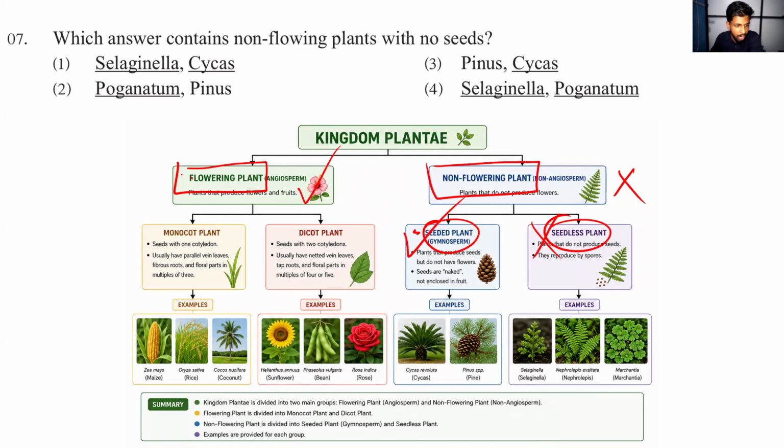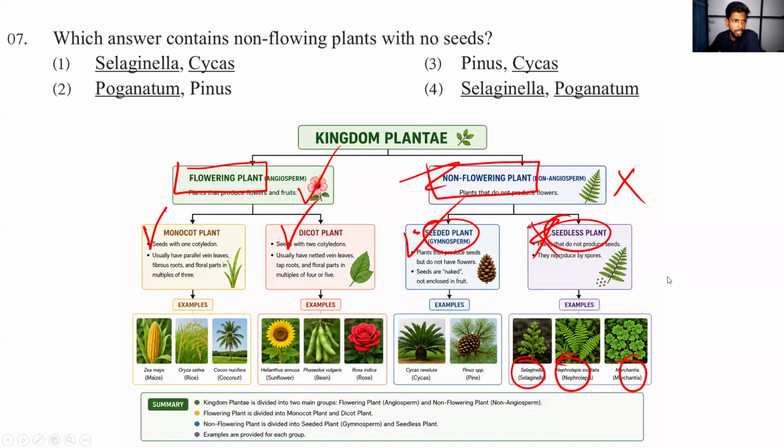Flowering plants can be divided into two: monocot plant and dicot plant. But in this question here, they are expecting only the examples. What are the examples for the non-flowering seedless plant? Look at the examples: Selaginella, Nephrolepis, Marchantia. These are the examples. Okay, now we'll select one by one, right?